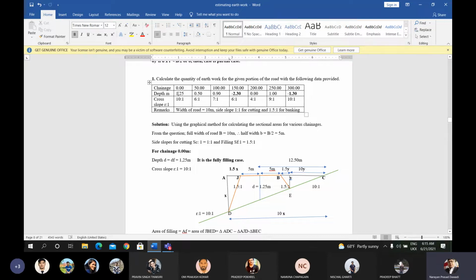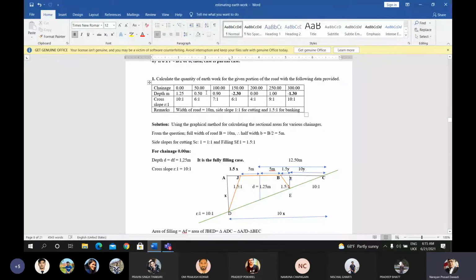If you multiply this depth with its respective cross slope, I will get the value of 12.50. Ten into 1.25 is 12.50. This value 12.50 is greater than half width of the road, that is, the total width of the road is 10 meter, half is 5 meter. 12.5 is greater than 5 meter. That's why this road is in fully case, and the depth is given as filling. The case will be fully filling.